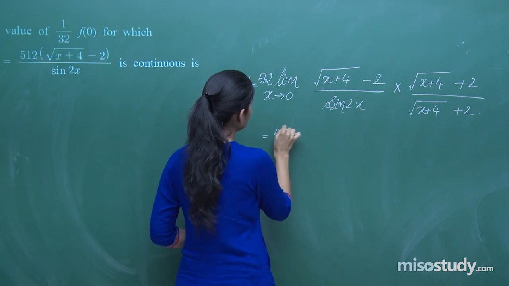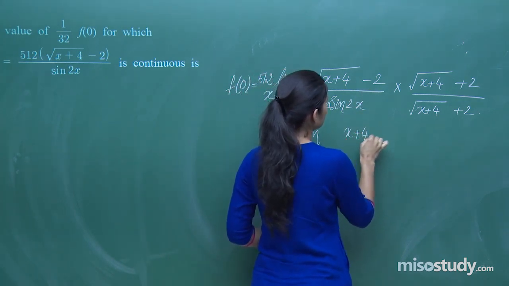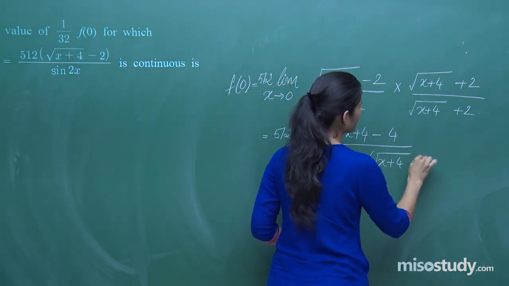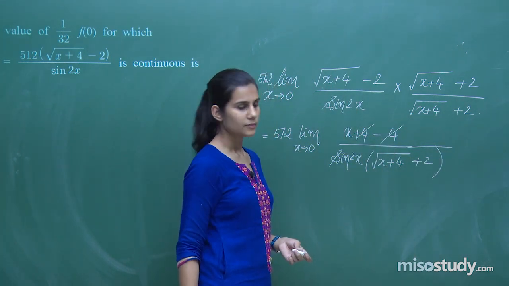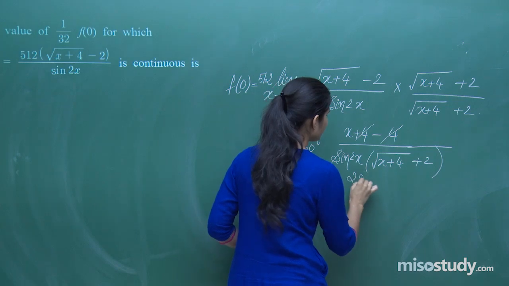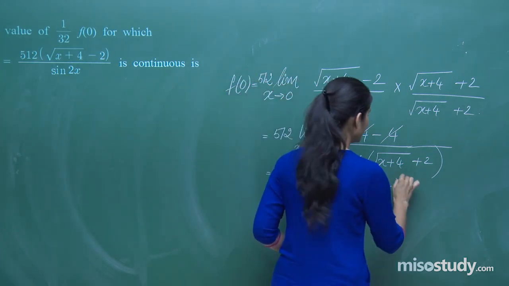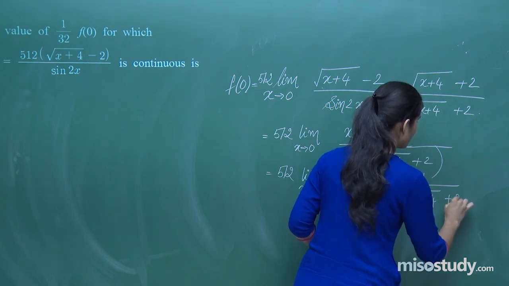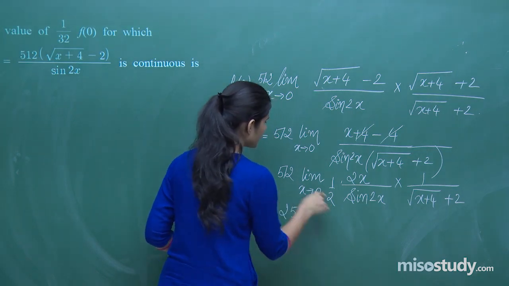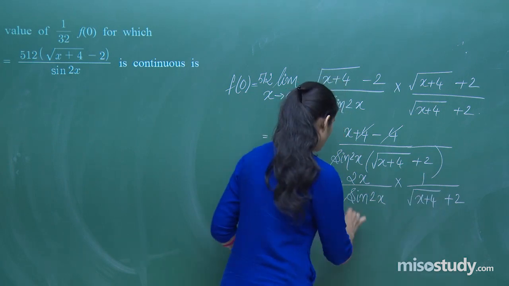Right. So you have 512 limit x tends to 0, a minus b, a plus b is a square minus b square, whole upon sine 2x into root over x plus 4 plus 2. Right. So what you do is 512 limit x tends to 0, let's make it 2x upon sine 2x, and here you have 1 by 2 into 1 upon root over x plus 4 plus 2. So you basically get 256, I've cancelled this out. Limit x tends to 0, 2x by sine 2x is 1, and limit x tends to 0, if you put it over here, this is 1 by 4.